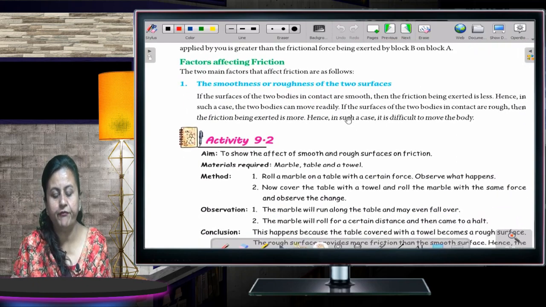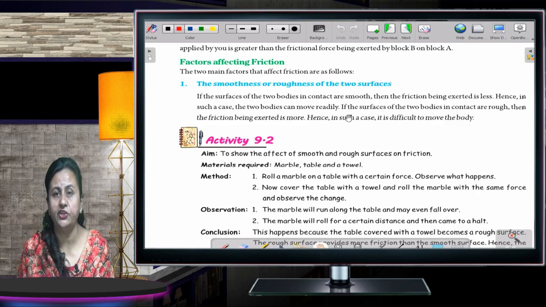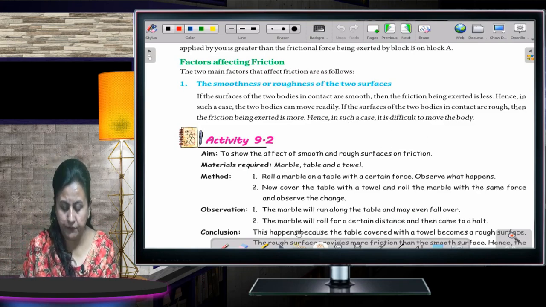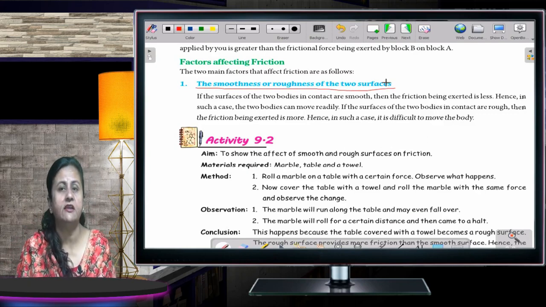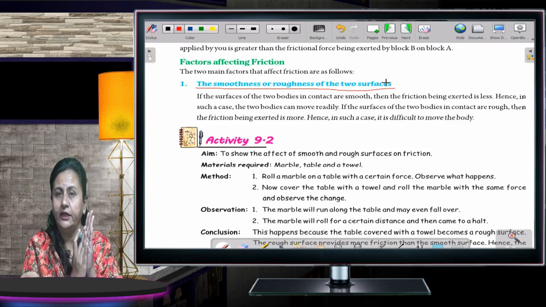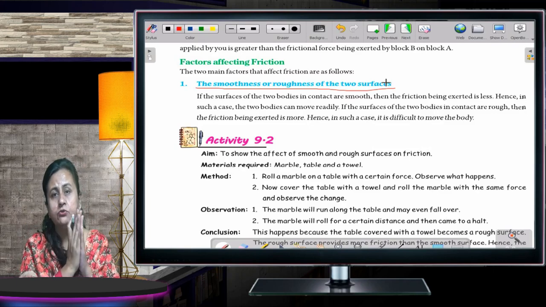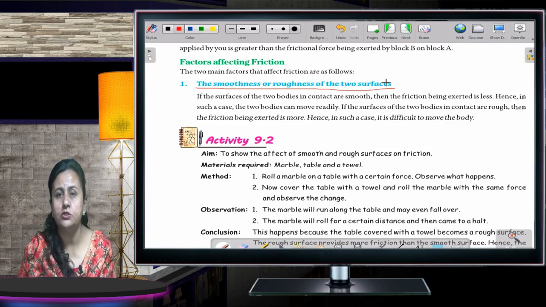We'll start with factors affecting friction. What are the factors which really affect the friction? First is the smoothness or the roughness of the two surfaces. Just now I have given you the example of gloves. When you were without the gloves in your hands, you were rubbing very quickly and very easily. But once you have worn gloves, you are still able to rub, but you have to apply more force and the speed will also decrease.